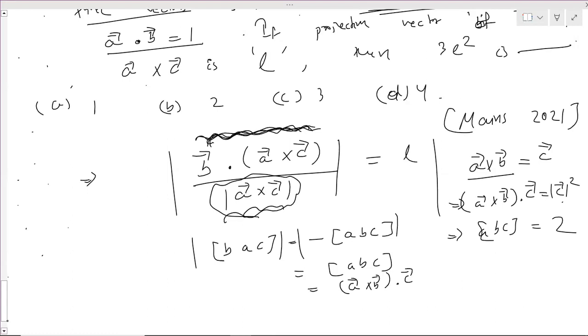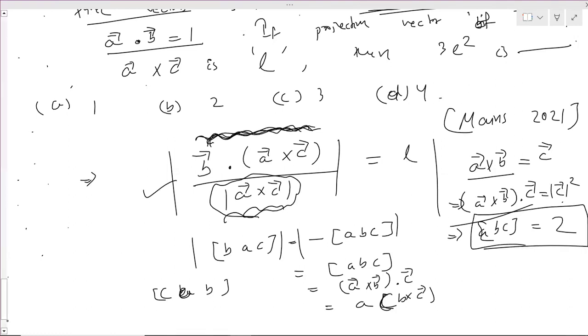No, I told you, you can interchange, right? You can write this as A dot B cross C, then CAB, what can you write? C dot A cross B, right? The order is not important, and because we are using modulus, the negative is also irrelevant. All right, Krishna? So this is 2. So the numerator is 2. You can find A cross C using determinant, then find the value of L. You can get the answer, right?